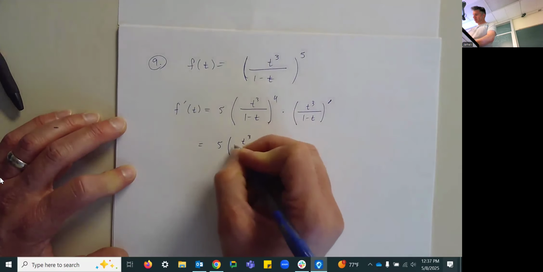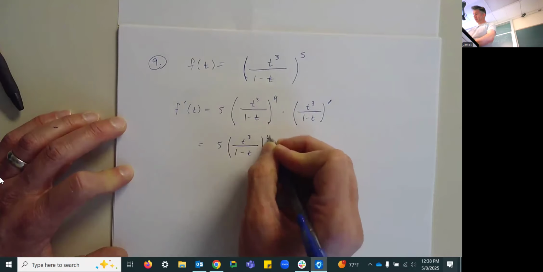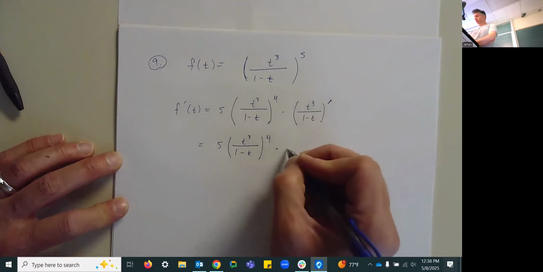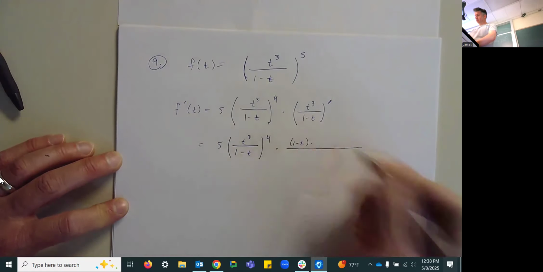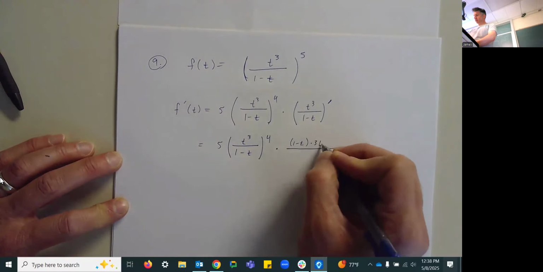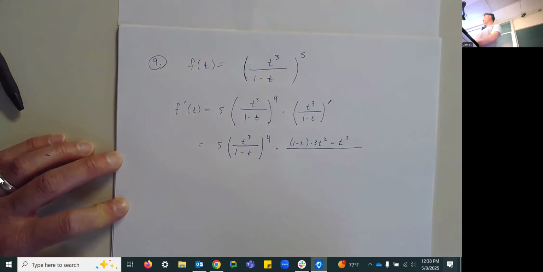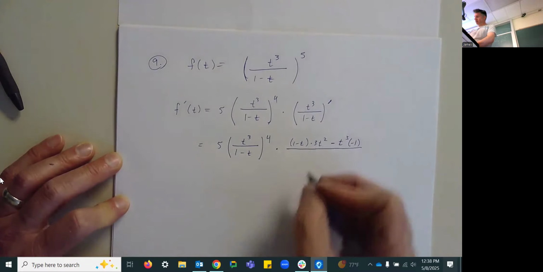that quotient. So the 5 times t cubed over 1 minus t raised to the 4th still stays out in front. And now if we take the derivative of this, we're going to use the quotient rule. So it's going to be the bottom times the derivative of the top, which is 3t squared, minus the top, times the derivative of the bottom, which is negative 1, divided by the denominator squared.